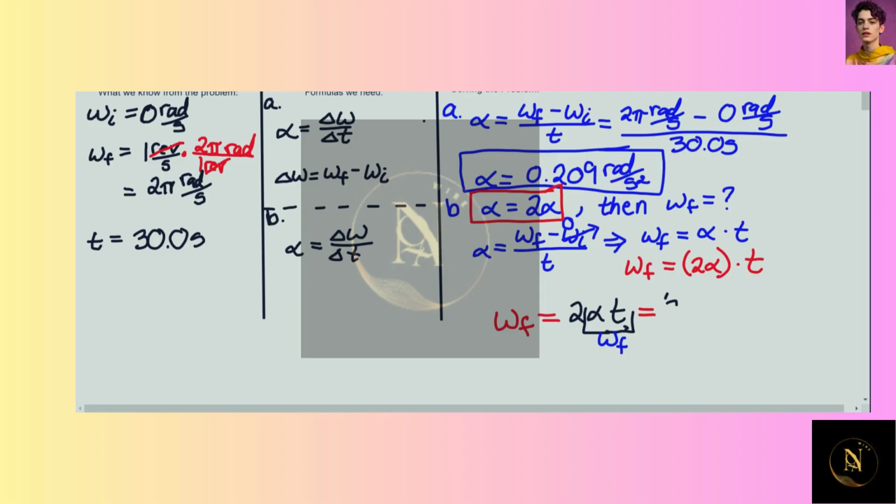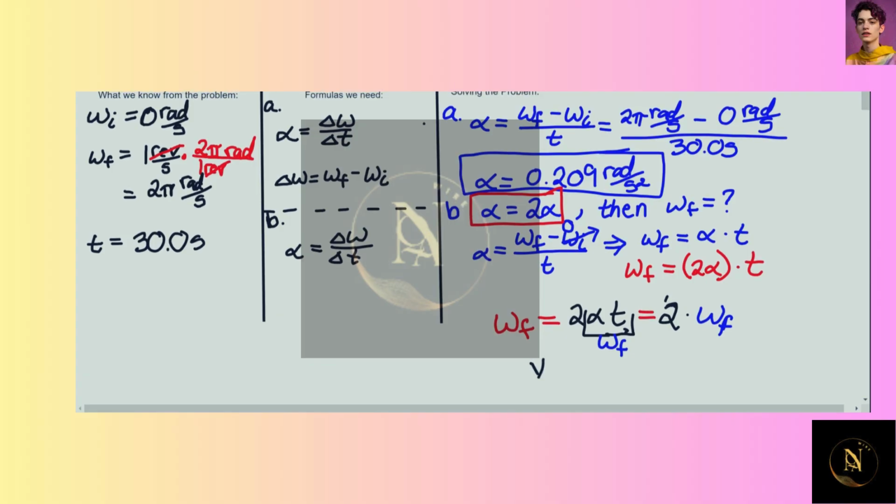If we look at that closer, we can see that this equals 2 times whatever value I got to begin with, which is the blue omega final. So that means that our final angular speed is going to be 2 times whatever I started with because of this double acceleration. So that means that, yes, the final angular speed will double because we doubled the angular acceleration.